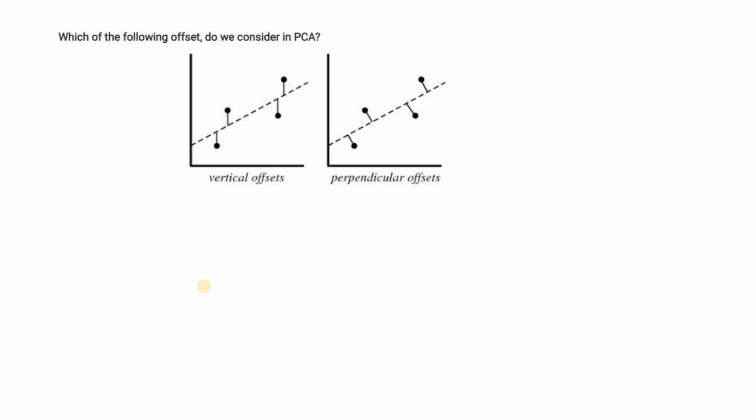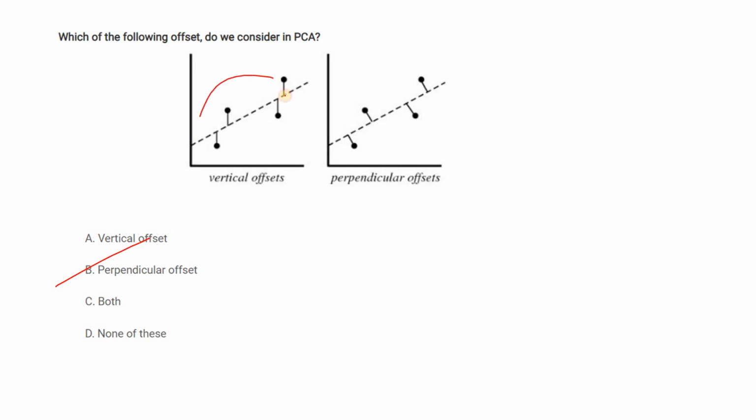Coming to the next question. Which of the following offset do you consider in PCA? This one or this one? Okay. So see, options are vertical offset, perpendicular offset, both, none of these. Now, pause my video, try to think about the correct answer. Here I am explaining. See, very simple. The correct answer is no doubt option B.